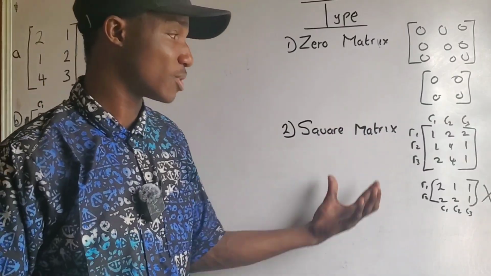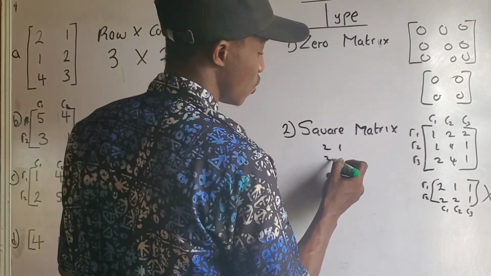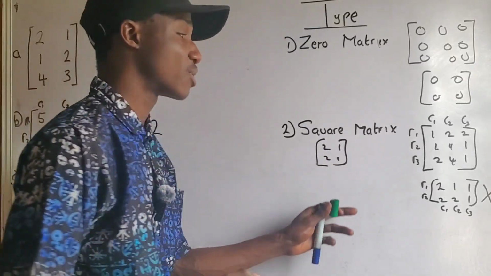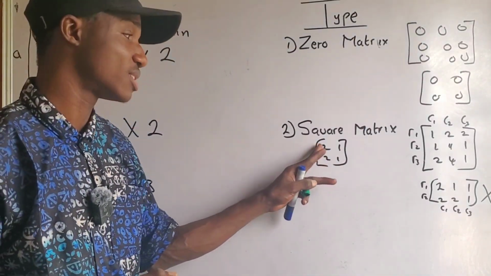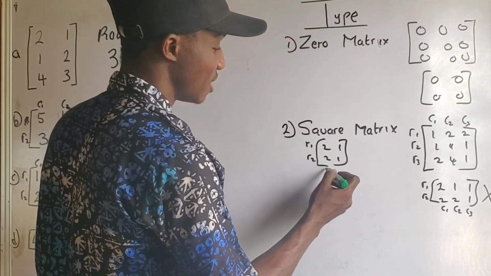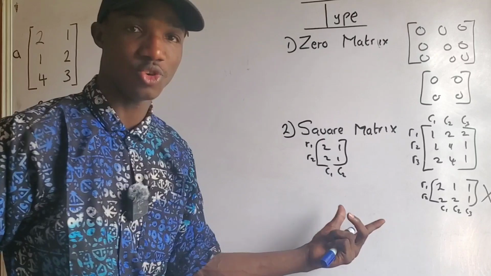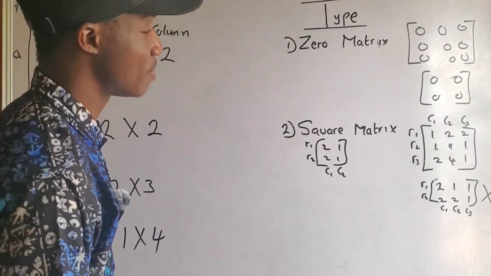So now that is about square matrix. You can also have as many examples. You can have 2, 1, 2, 1. This is also a square matrix because, listen to me carefully, it contains the same number of rows and columns. This is row 1, this is row 2, and this is column 1, and this is column 2. Do you understand? Okay? So now let's look at more.